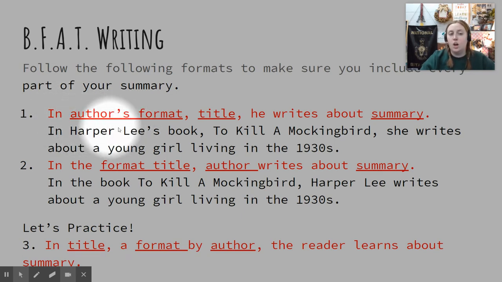All right, so in Harper Lee's, the next part of our formula is you need to list the format. So that would be a book. The format of what we are reading is a book.